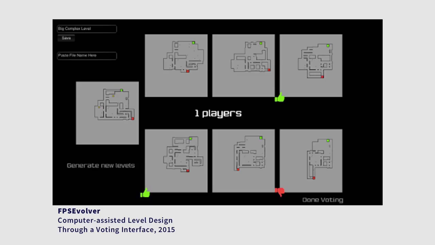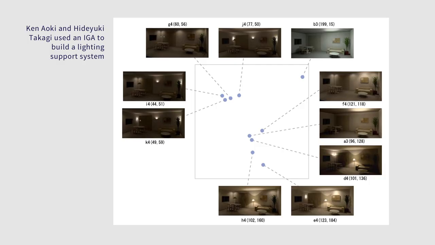Other game elements can be interactively bred. FPS Evolver is a 2015 system that allows the interactive and collective evolution of levels in a first-person shooter game. Aoki and Takagi used an interactive genetic algorithm to build a lighting support system, comparing user performance in a manual lighting task with users employing an aesthetic selection interface. Here, interactive genetic algorithm is used as a computer-assisted design tool for game elements.